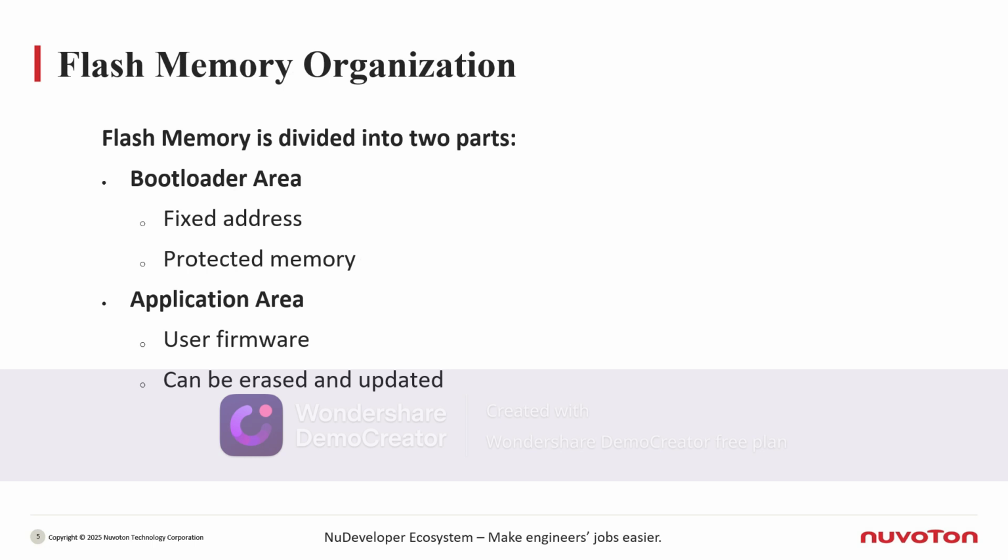Flash memory layout. Flash memory is divided into two sections. The bootloader area is fixed and protected. The application area contains the main firmware and can be updated.